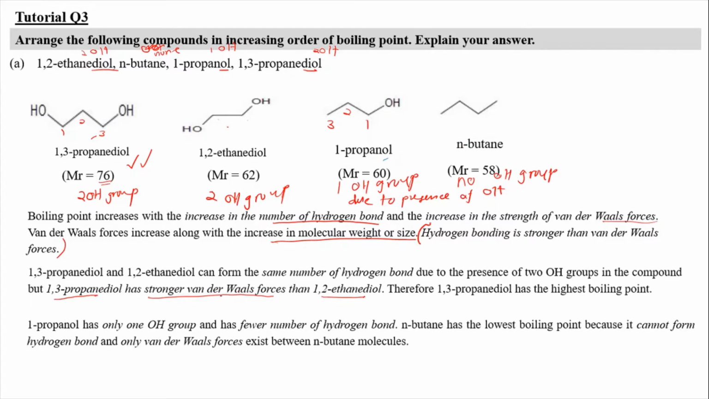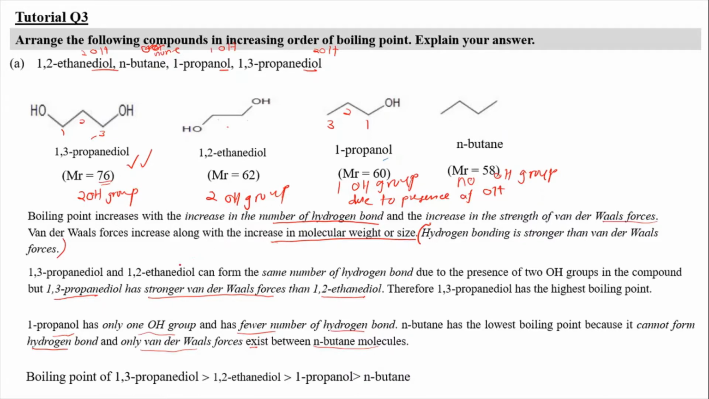Meanwhile, 1-propanol has only 1 OH group and so has fewer hydrogen bonds. So this causes N-butane to have the lowest boiling point because it cannot form any hydrogen bonding and has only weak van der Waals forces existing between the N-butane molecules. And hence, N-butane is going to have the lowest boiling point.